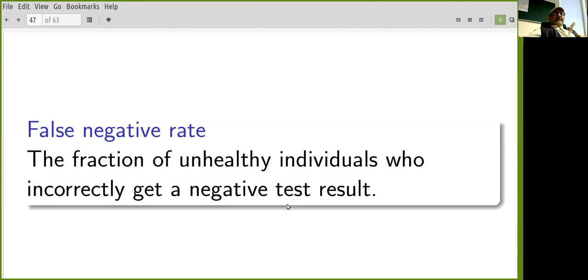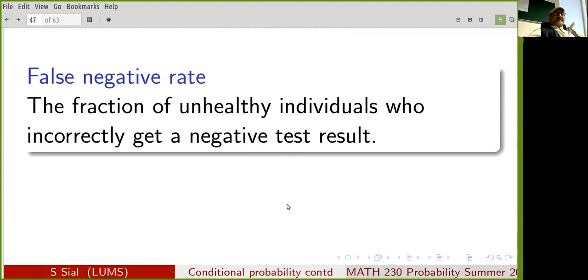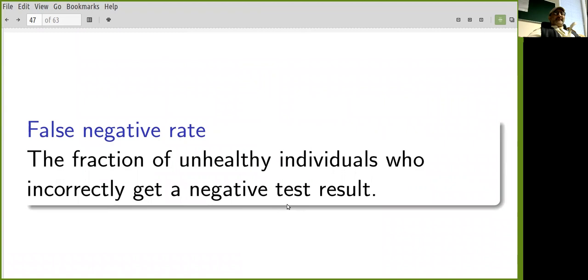Similarly, false negative rate means that, let's say for every 100 people who actually have the disease, 2 of them will be told that they don't have the disease. Then the false negative rate would be 2%.